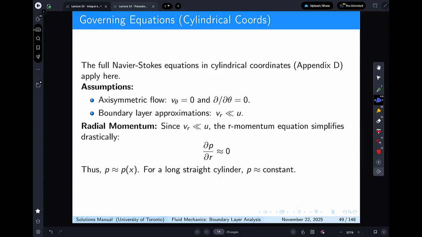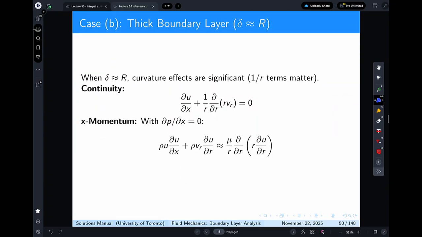VR is much less than u. That, again, is one of those assumptions that you depend on when you do boundary layer equations. The R momentum equation simplifies drastically. Del P del R is equal to 0, and P is only a function of x. And for a long straight cylinder, P is equal to a constant. So if that's the case, you end up with another form of the equation. And that's the equation. Again, if you go to Appendix D, you'll see it also there. And the 1 over R term is actually crucial to this. You can't just write del R VR, because it won't make sense.